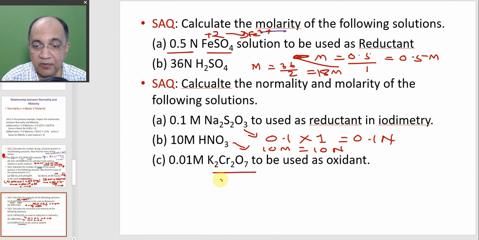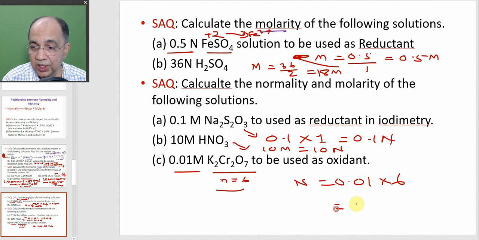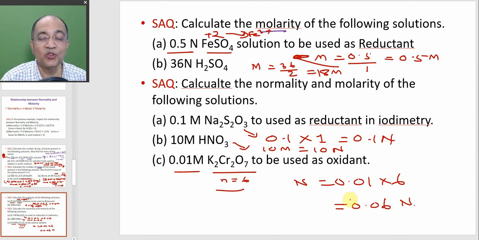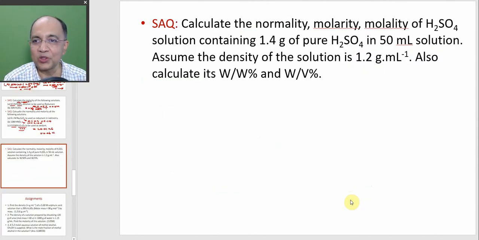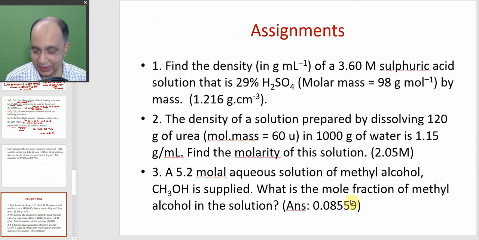Potassium dichromate, the n factor is 6. So 0.01 molarity into 6 is 0.06 N, right? So for getting normality, you multiply the n factor with molarity, and to get molarity, you divide normality by the n factor to get a numerically lesser value. So you do this, this is the assignment.